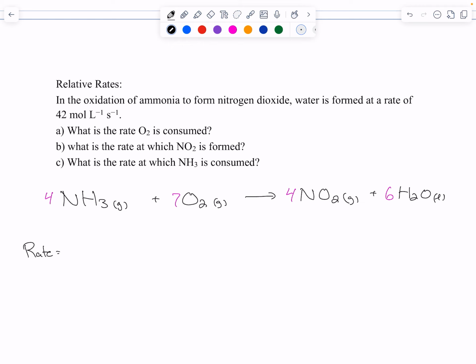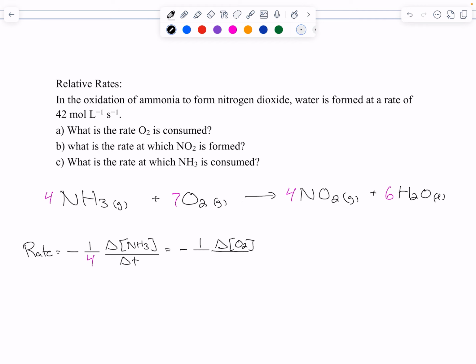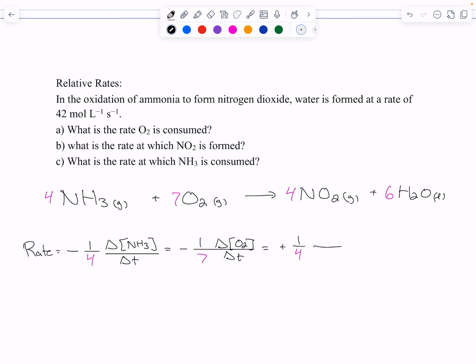All right, well, let's do that. Make sure we get the negative 1/4, the change in concentration of ammonia, change in time, equals negative 1/7, change in concentration of O2, change in time, equals positive 1/4, the change in concentration of nitrogen dioxide, change in time, equals positive 1/6, the change in concentration of water, change in time. All right, so that's our relative rates.